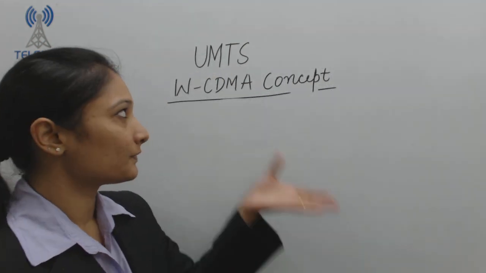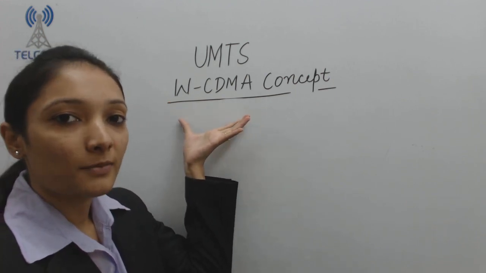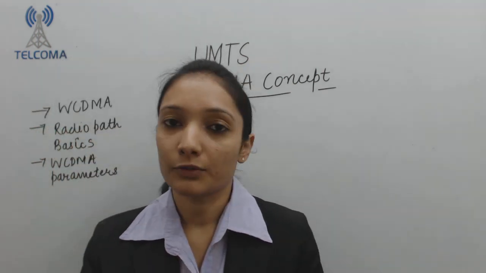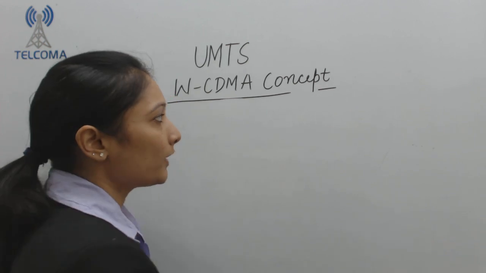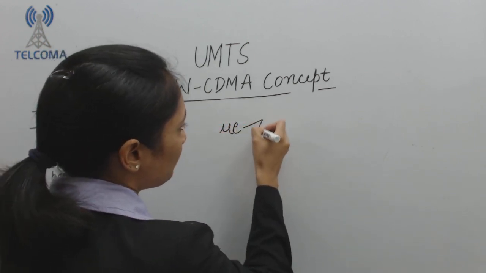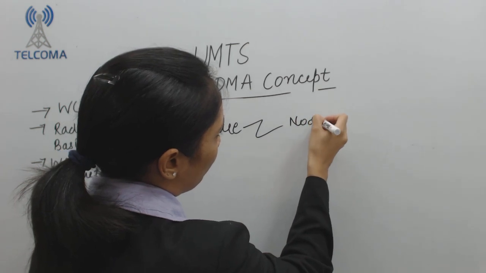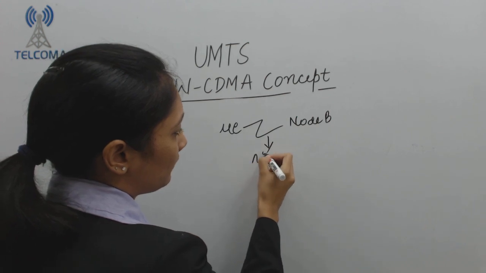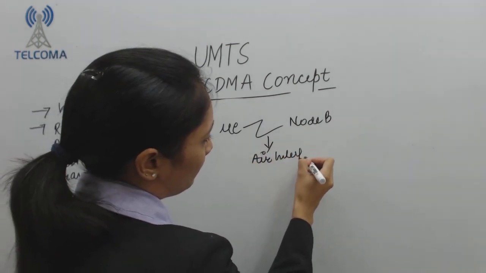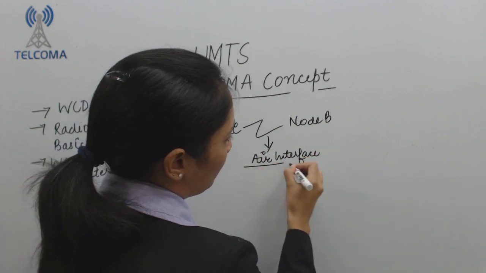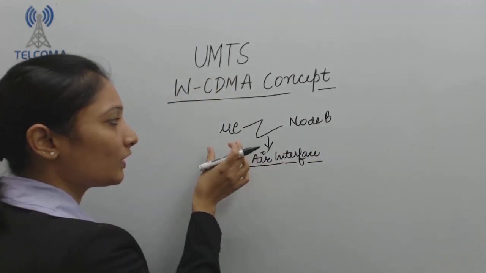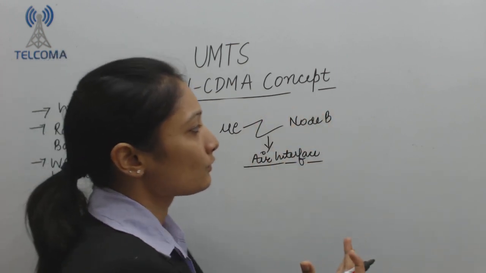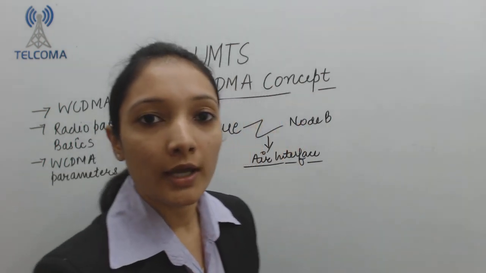Now, as we know, WCDMA, which is wideband code division multiple access, is the radio access technology implemented in our 3G UMTS networks. We know that this radio air interface is implemented between the user equipment and the serving Node B. So there are different protocols which are exchanged between the different radio equipments.